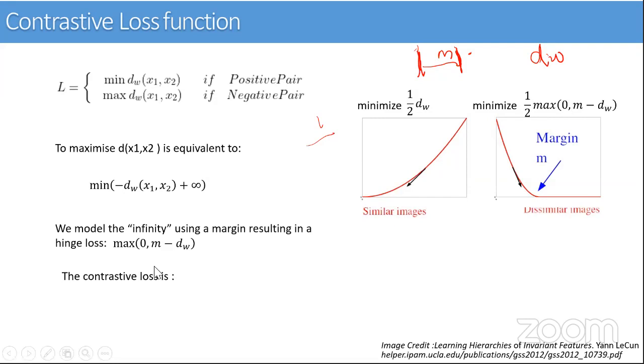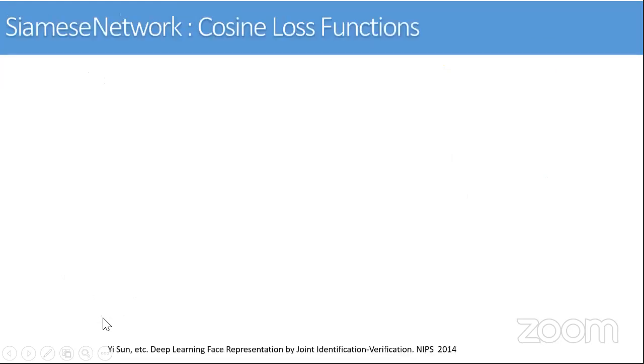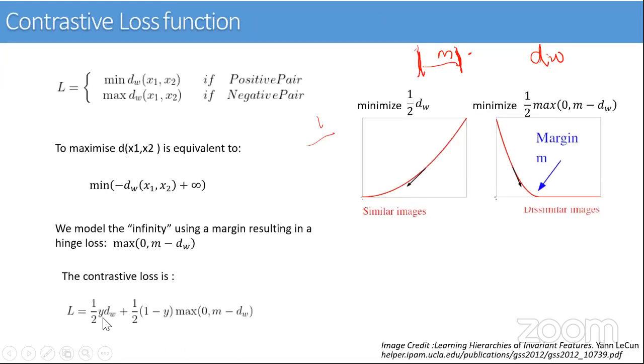So the final contrastive loss function which we will define is a combination of both terms. If your samples are dissimilar, we'll be interested in maximizing the distance, and if your samples are similar, we'll be interested in minimizing the distance.